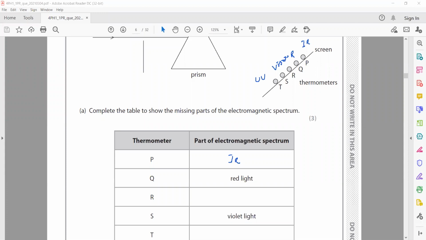About R, S is violet, so R between them will be green or yellow. And about T, because it is below violet, its deviation is more, so it has a higher frequency than the violet, so that's why it is UV or ultraviolet.